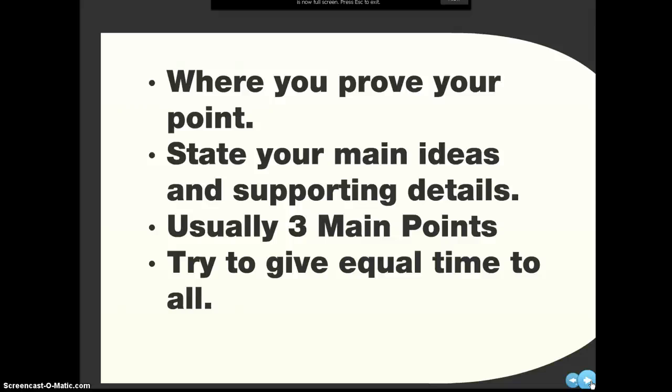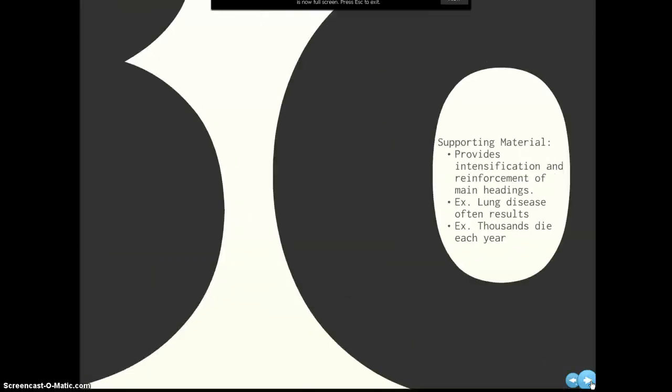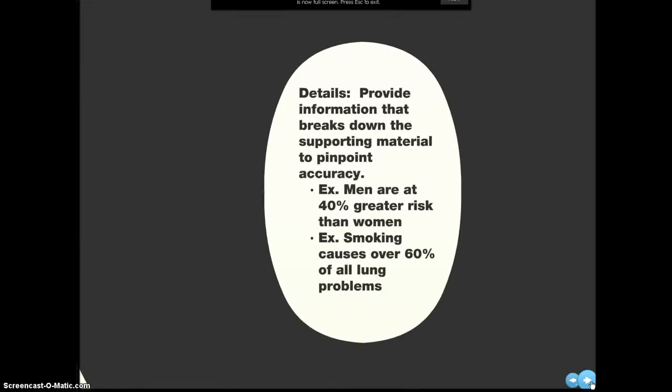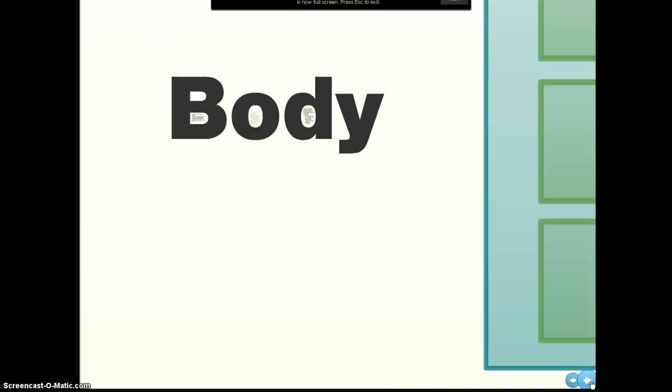You usually have 3 main points, but sometimes you can have more, sometimes less. But typically in this class, you'll have 3. And ideally, you try to give equal time to all, but that's not always a reality. So sometimes you have to change the format up a little bit. It just kind of depends on each speech. And this is where you give support information for your speech and supporting details. You have facts, things of that nature.